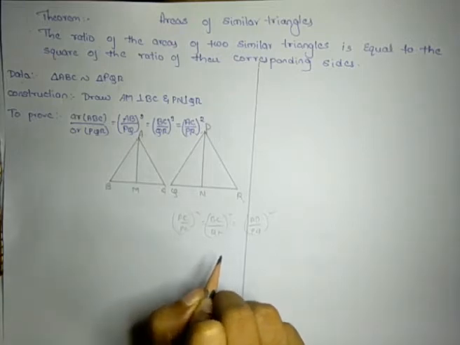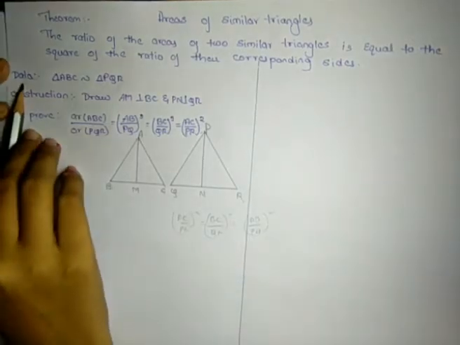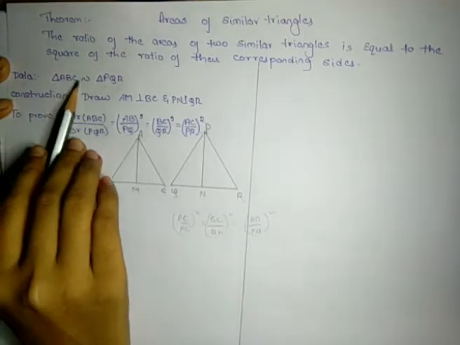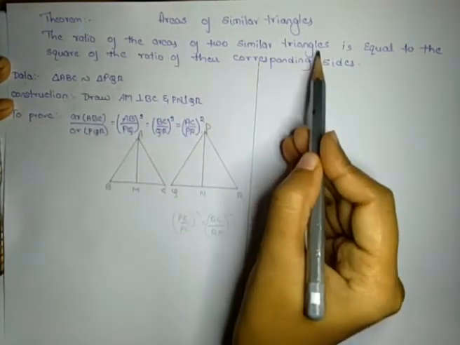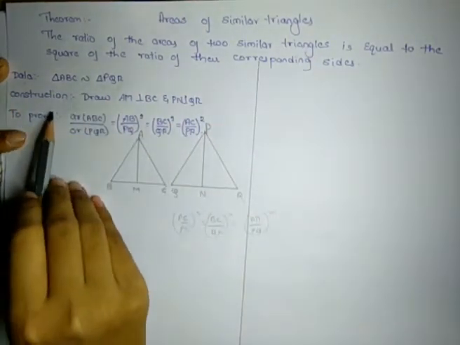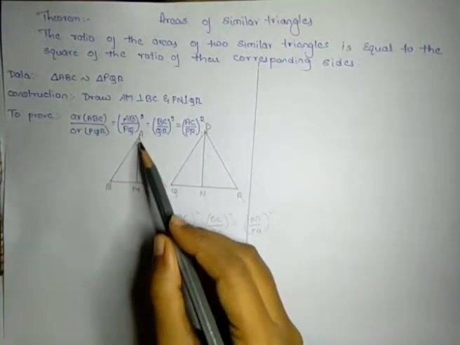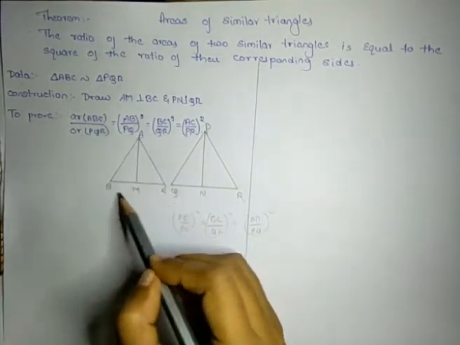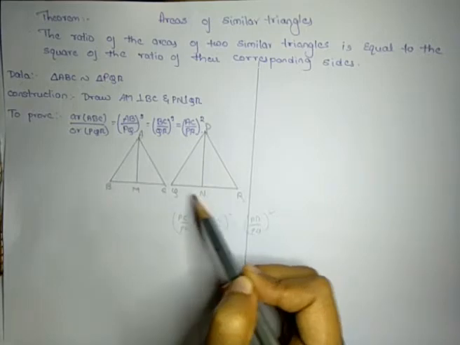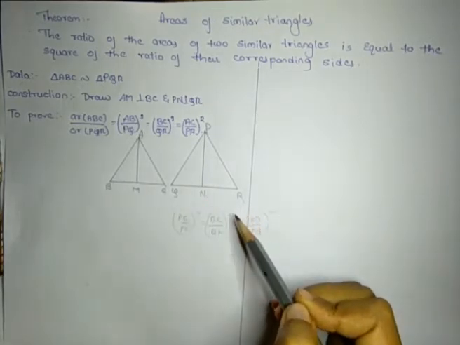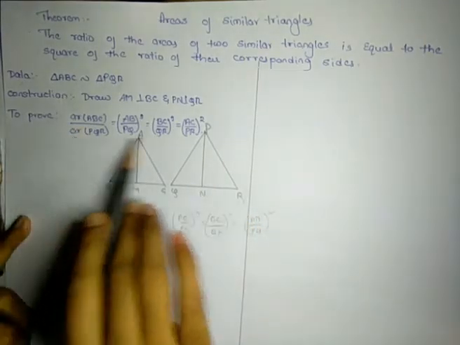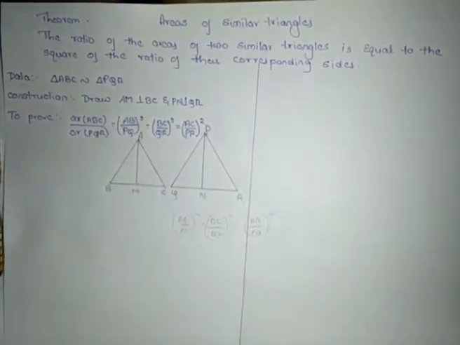So let's begin the proof. Here they have given the data, that is triangle ABC is similar to triangle PQR, and we'll make a construction here. We'll draw AM perpendicular to BC and PN perpendicular to QR. As I told, this is what we need to prove, right?